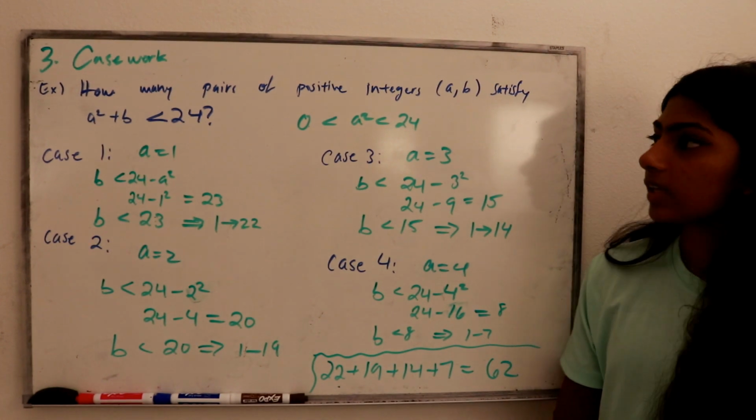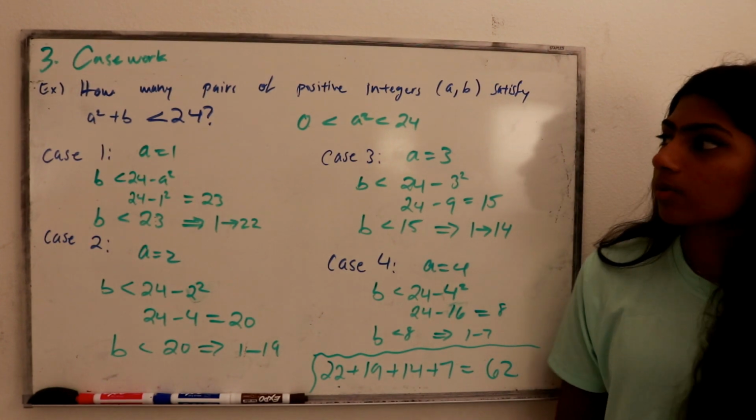So now let's look at the following casework problem. How many pairs of positive integers a, b satisfy a squared plus b is less than 24? So for this, I already gave the cases. There's going to be 4 different cases. And to begin, let's just say that each case, we're going to give a value for a.